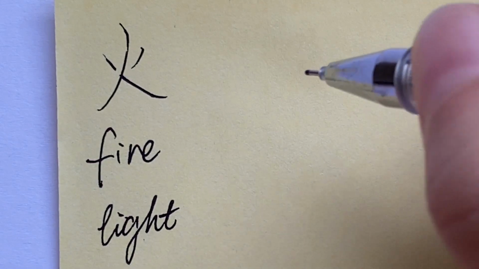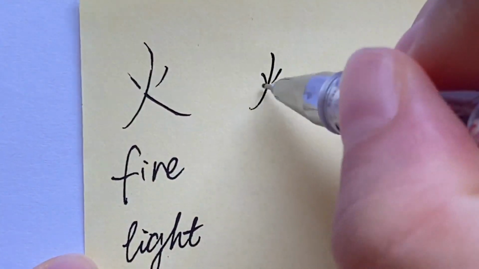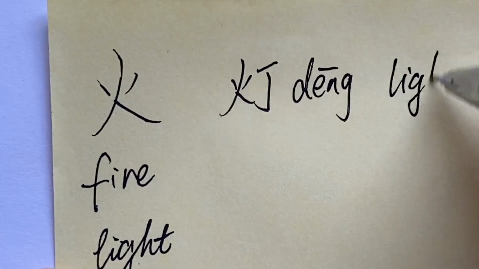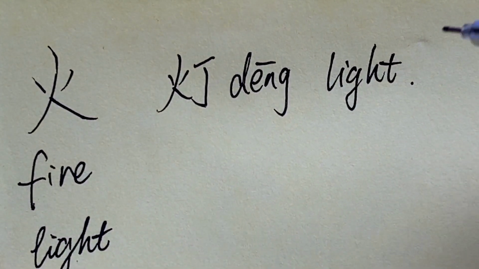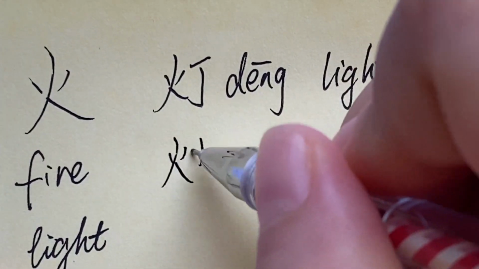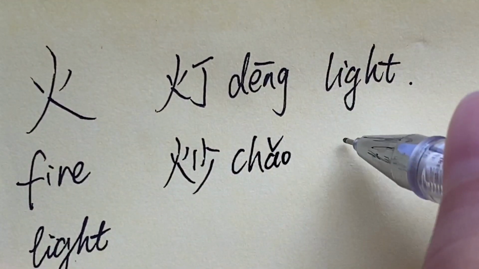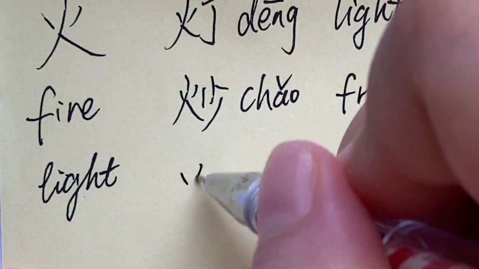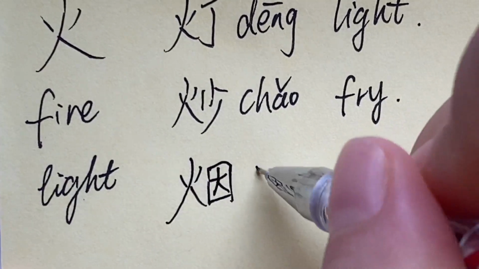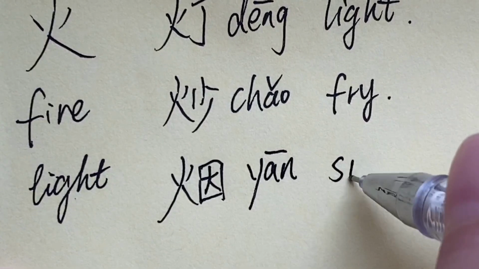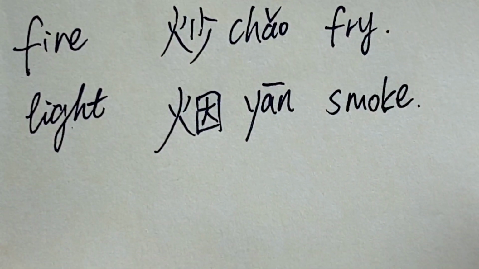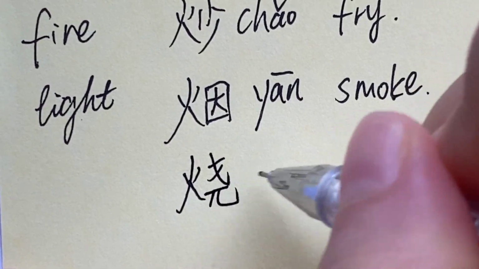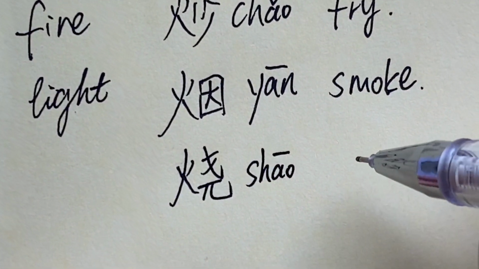Let's take some examples. 灯, light. 炒, fry. 烟, smoke. 烧, burn.